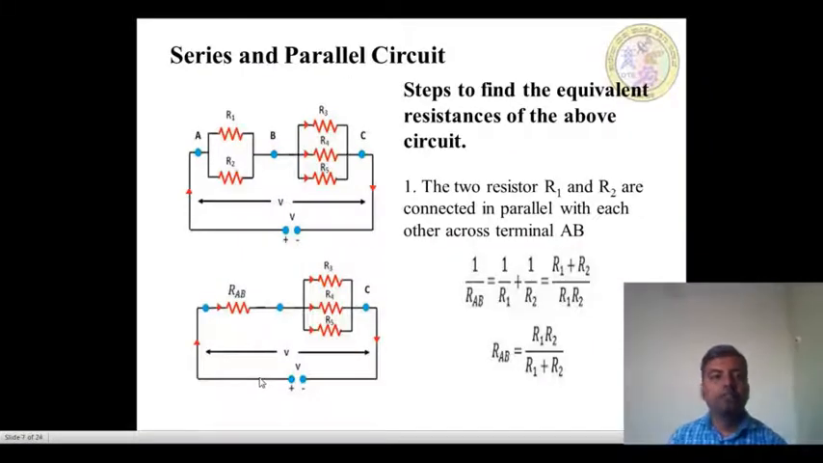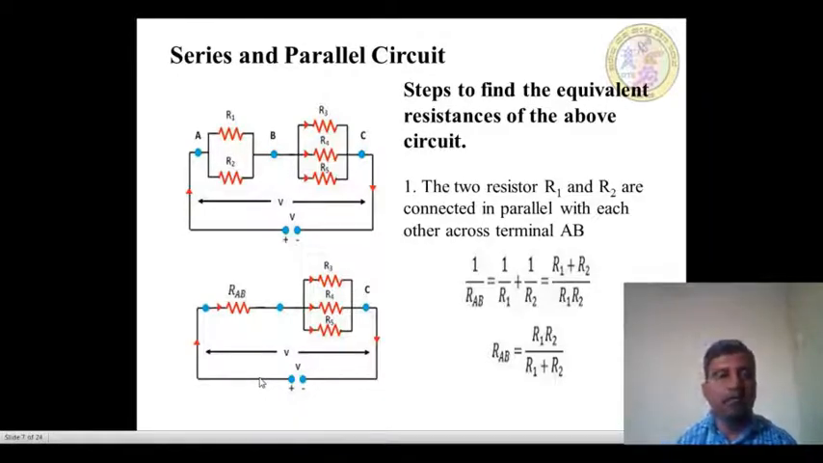Next, we see combinations of series and parallel circuits. If you see the diagram, between point A and B, the resistors R1 and R2 are connected in parallel. Then between point B and C, R3, R4, R5 are connected in parallel. These two combinations are connected in series. For this, how do we find the effective resistance?